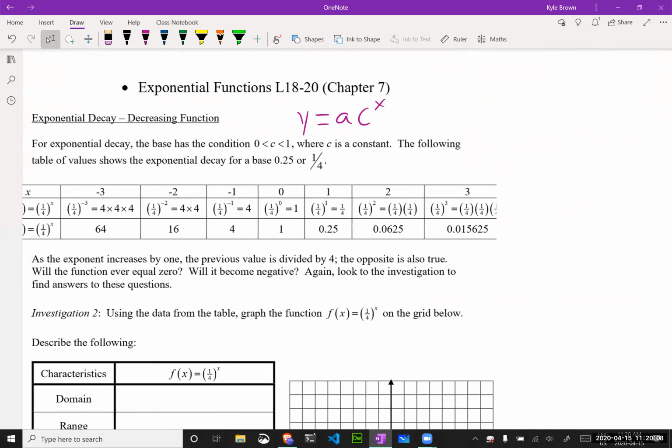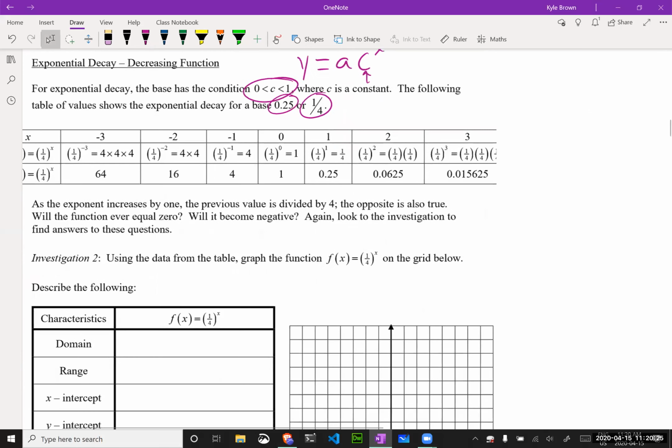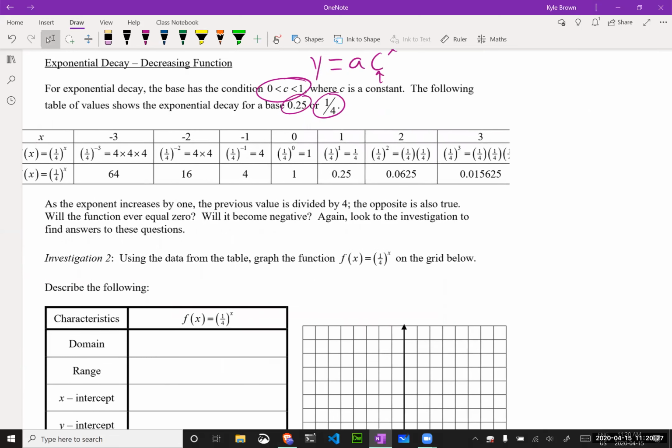But here's the other situation: if we have a c value between 0 and 1, right? Between 0 and 1 could be something like 0.25 or 1 over 4, some fraction that's going to give you a number between 0 and 1. If that was our c value, that's actually going to change things up a little bit. I'm going to give you some examples.